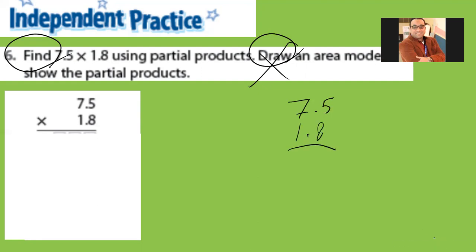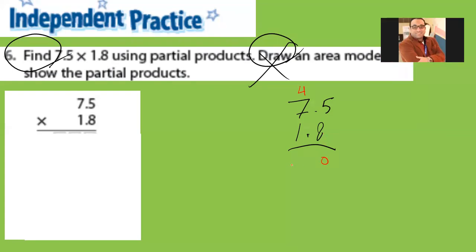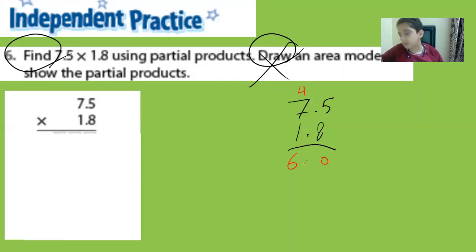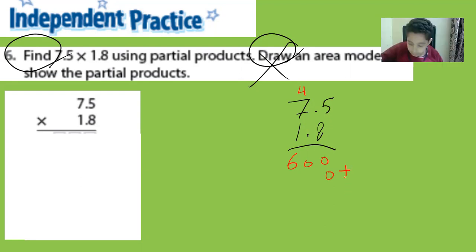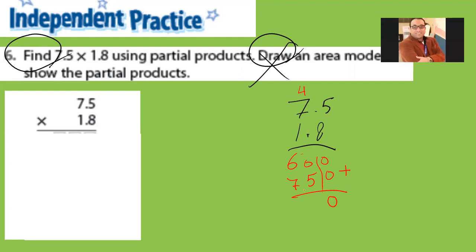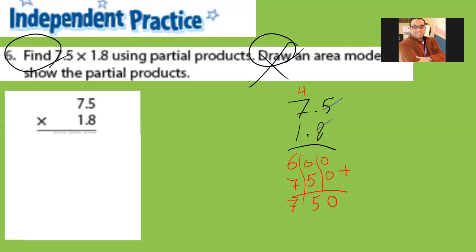Partial products: how can we get them? First, 8 multiplied by 5 equals 40. 0 and carry 4. 8 multiplied by 7 is 56, plus 4 equals 60. Here is plus, here is 0. Am I right? 1 multiplied by 7.5 equals 75. Put the partial product, combine. Iwan, how many decimal places do I have in the statement? I have 2 decimal places. I can put them here.